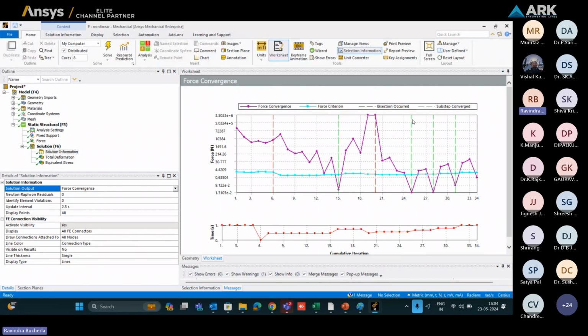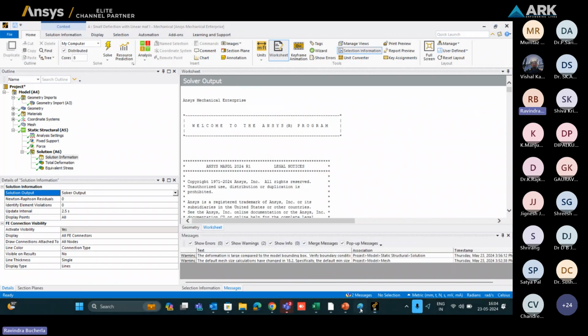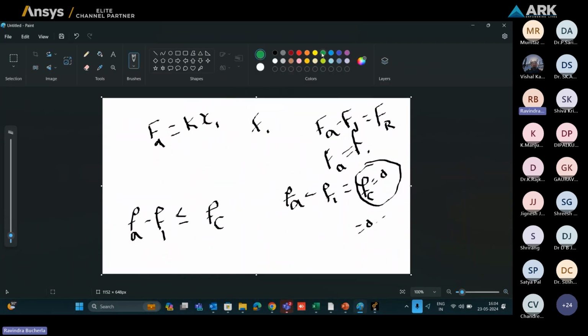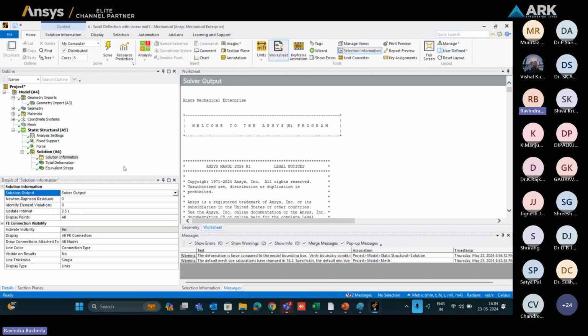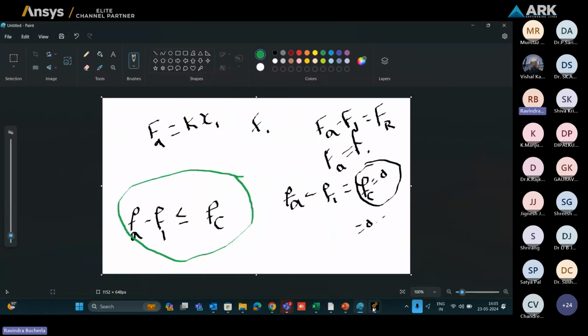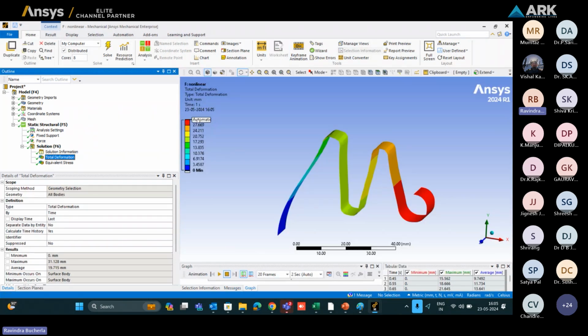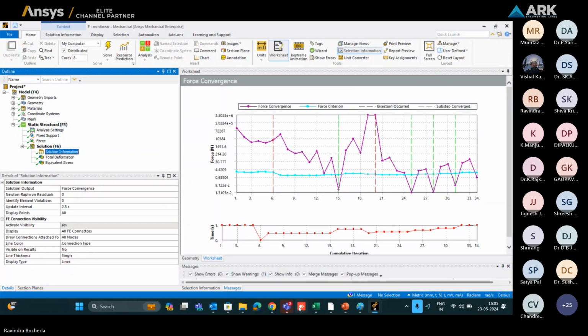Similarly, you can see here, when the force convergence is less than the force criteria, this step is converged, this step is converged. So like this, when our problem meets this criteria, it will automatically converge. And you can see the difference between a non-linear problem and a linear problem: the deformation that we will be getting is not true if the problem is a non-linear problem.